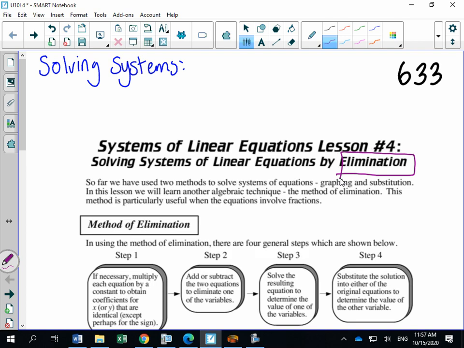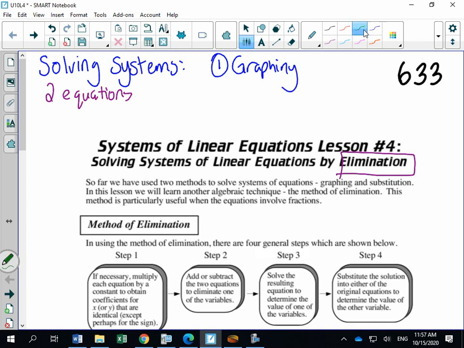When we solve systems, a couple of things just to review that I want you to write at the top of your page. How many equations will you always get? 2, right? So you're always going to get 2 equations. There are 3 methods to solve systems. And the first method was what we did 2 days ago, and that was graphing.